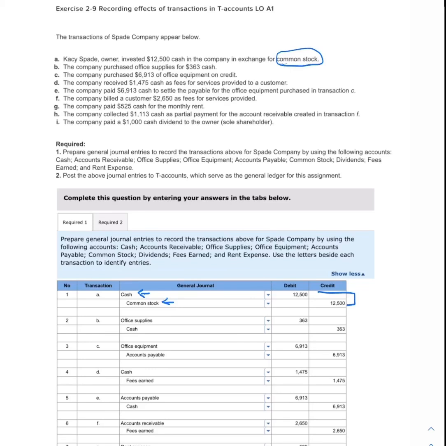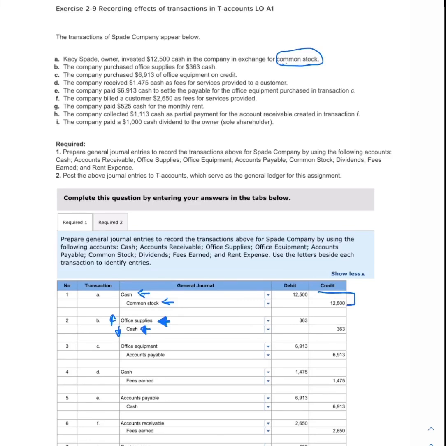Next, you see that the company purchased office supplies for $363 in cash. Because they purchased office supplies, which is an asset, is increasing. So office supplies is receiving the debit. But another asset is declining, and that asset is cash. So cash is being credited. So office supplies increasing, cash decreasing.